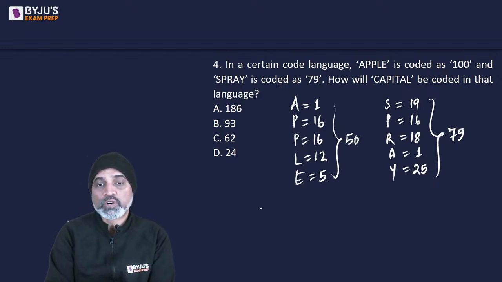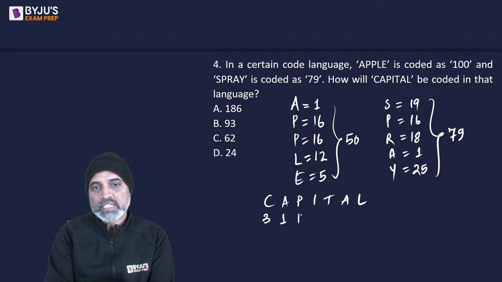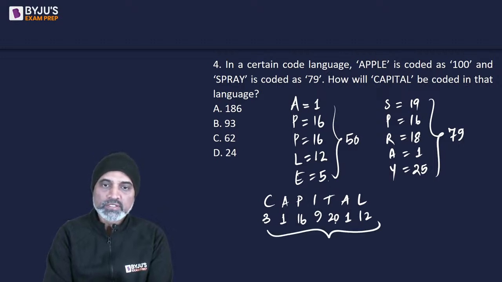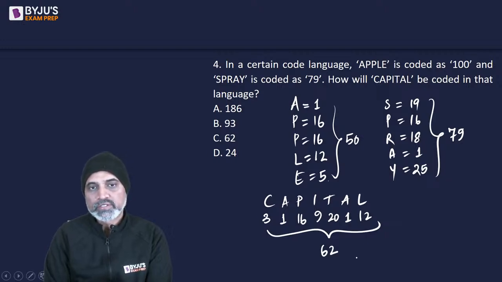So let's look at what capital will result in. So we will have capital S, C is the third letter, A is our first letter, P is our 16th letter, I is our 9th letter, T is our 20th letter, A is our first letter, and L is our 12th letter. So if we add all of this, this is 30, 40, 50, 62 is what we have here. And we don't see a double of 62.